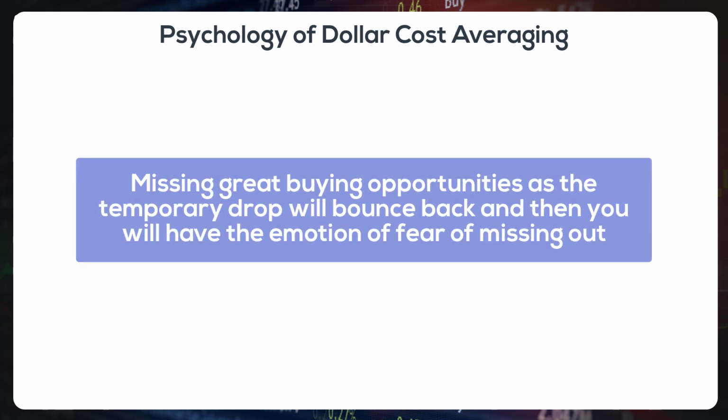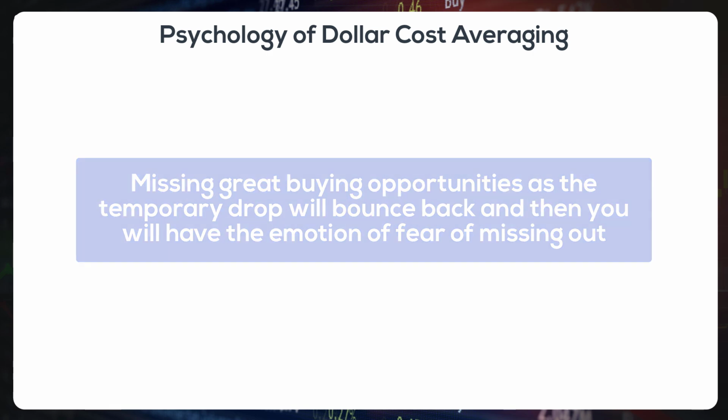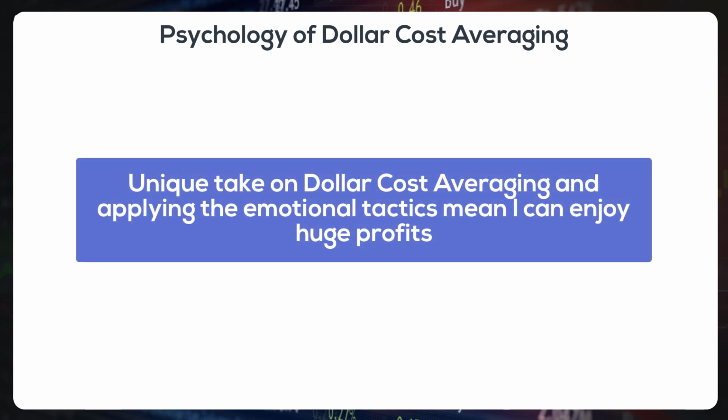Trying to guess the bottom of an AI stock price will leave you missing great buying opportunities, as the temporary drop will bounce back and then you will have the emotion of fear of missing out, which will then prompt you to buy at incorrect levels. By using my unique take on dollar cost averaging and applying the emotional tactics I've discussed, I can enjoy huge profits when the stocks bounce back.